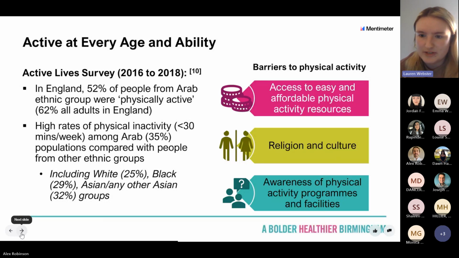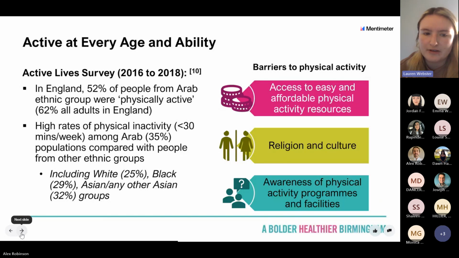Barriers to physical activity could include access to easy and affordable physical activity resources, and religion and culture. The definition of physical activity can vary within the Arab community. For example, Saudi students considered physical activity as all types of activities, including walking, domestic and work activities, or going to the gym, while Somali women saw it as a structured activity involving high-intensity planned activities like sport.